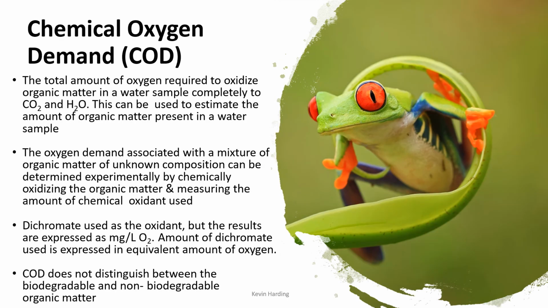you on this. The chemical oxygen demand is slightly different to the biological oxygen demand in terms of this is the total amount of oxygen required to oxidize organic matter. This can be used to estimate the amount of organic matter present in a water sample. So it's similar to the BOD, but for this course, as I've said before, we are not going to worry about COD in terms of how do we calculate it. In terms of calculating, though, if you had to know this for future reference, we are going to use a dichromate, which is used as the oxidant, and the results are then expressed as milligrams per liter of oxygen, O2. The amount of the dichromate used is expressed in an equivalent amount of oxygen.